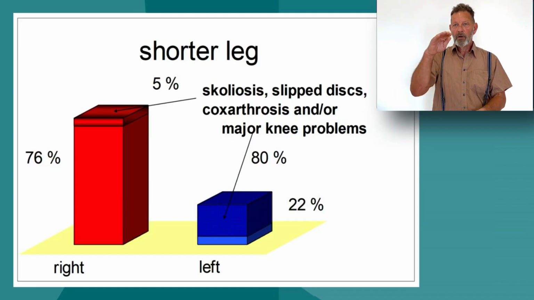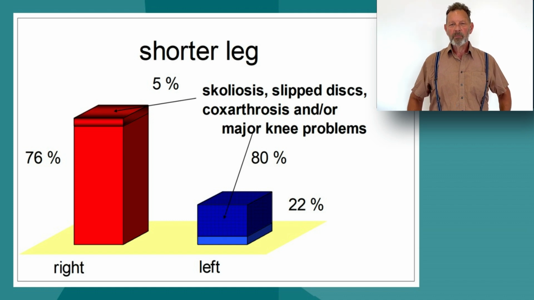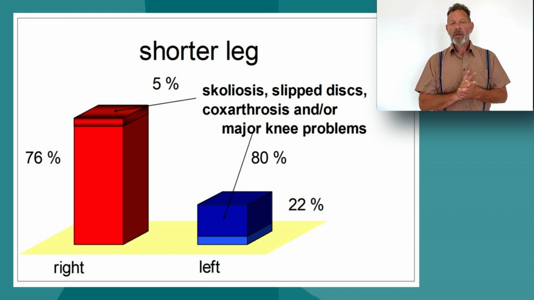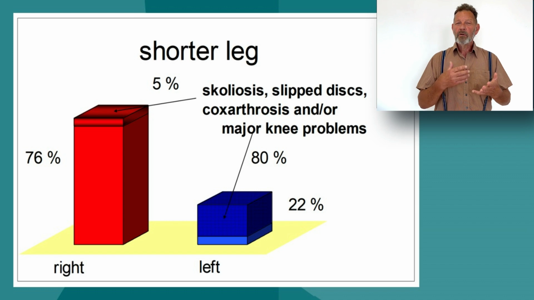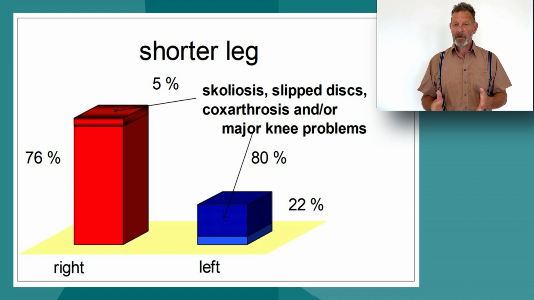What I found then with all the data from my clients about major knee problems, hip problems, scoliosis, slipped discs, was really a little shocking to me. Of the 20% of people with a shorter left leg, 8% of them had these kinds of rotational problems, but only 5% of the people with the shorter right leg. So the conclusion is very clear for me. The shorter left leg is really a troublemaker.